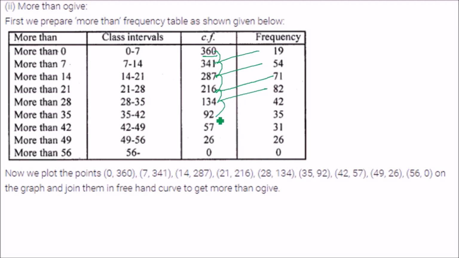216 minus 134, 82. 134 minus 92, 42. 92 minus 57, 35. 57 minus 26, 31. And then we don't have anything. You have to write 26 here and you have a 0 here, because of the class interval, because we want more than 0.